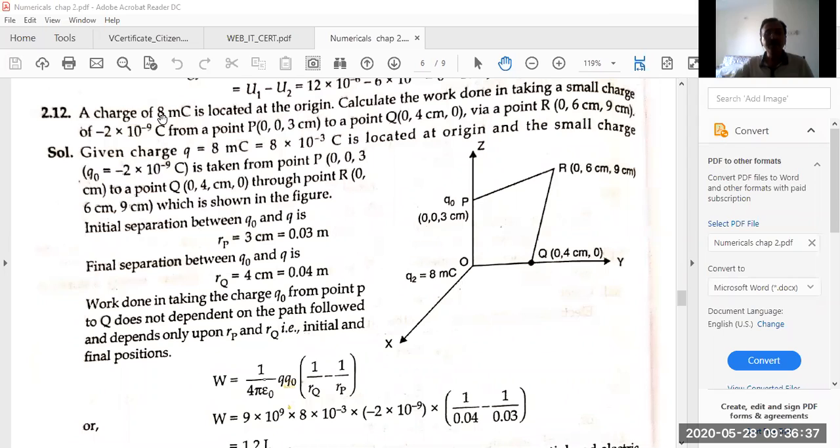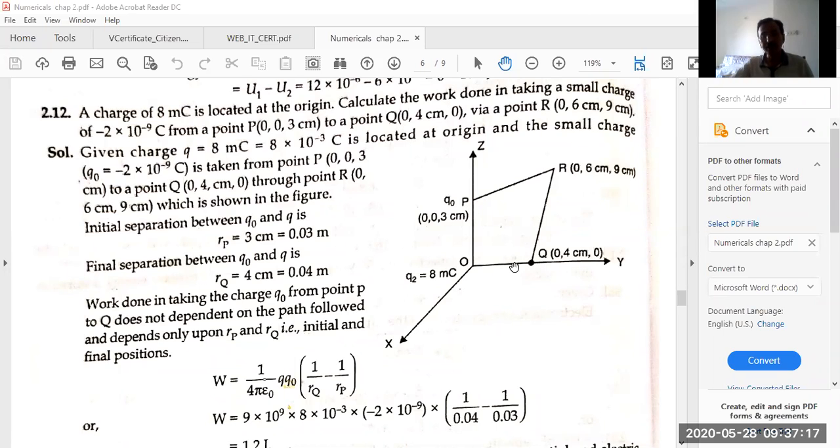Okay, the question is, a charge of 8 millicoulomb is located at the origin. So it is here. Calculate the work done in taking a small charge of this much amount from P (0, 0, 3) on the z-axis. This is x coordinate 0, y coordinate 0, z coordinate 3. So you can see it is shown on the z-axis. Point P is here. From here you will take the charge to Q. So you have to shift it from P to Q.